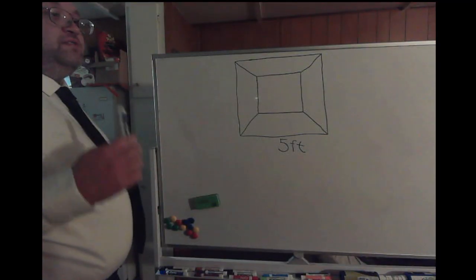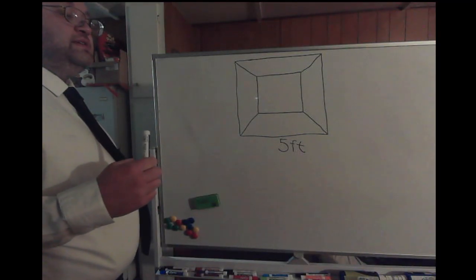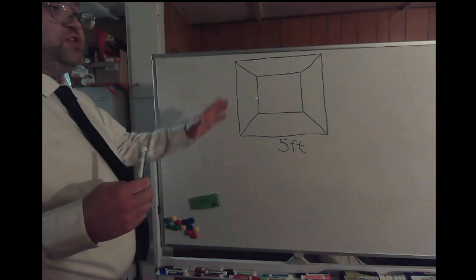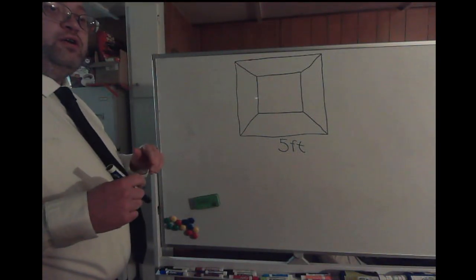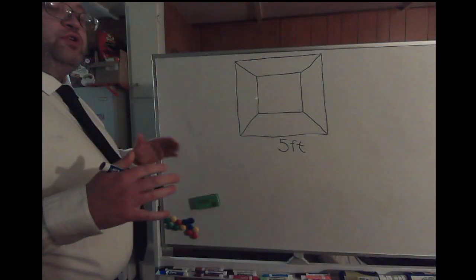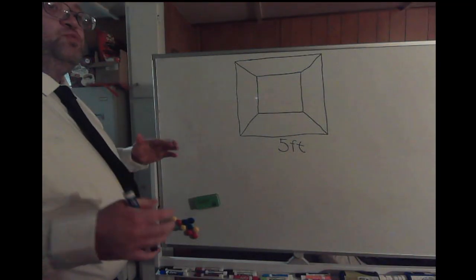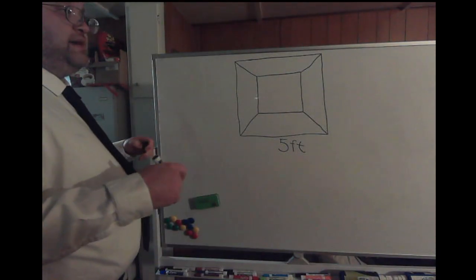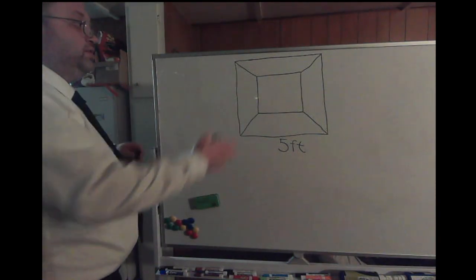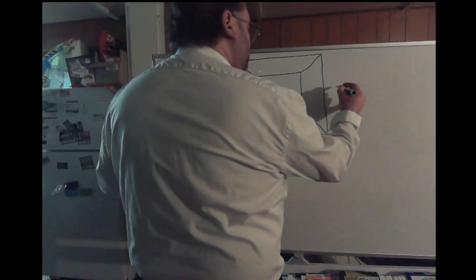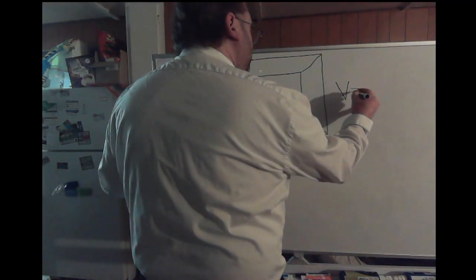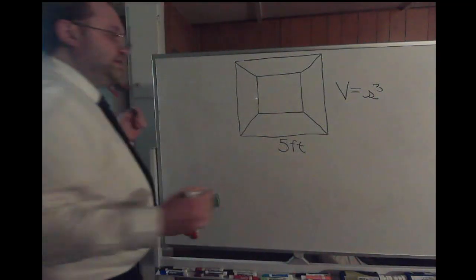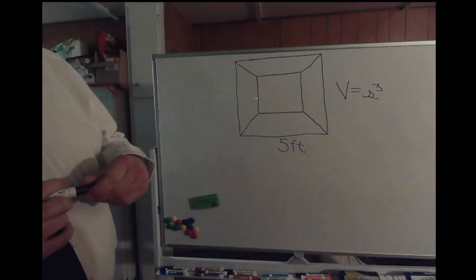Why would you want to find the volume, though? The volume is for capacity, how much you could fill an object with. Like if you're filling a pool with water, for example, you're going to want to know the volume of it, how much water you could put in it to fill it up. Or a box, how much you could put in a box. So the volume of a cube, you just take one of the sides to the third power. That's all the volume of a cube is.